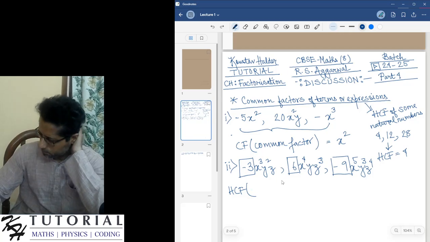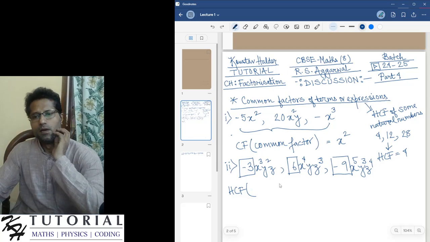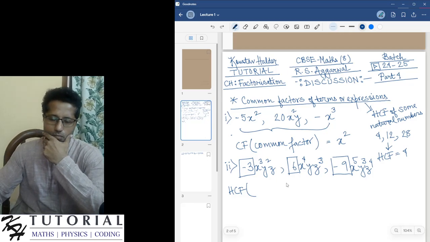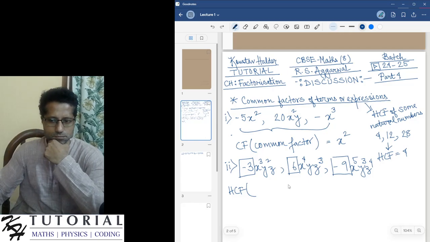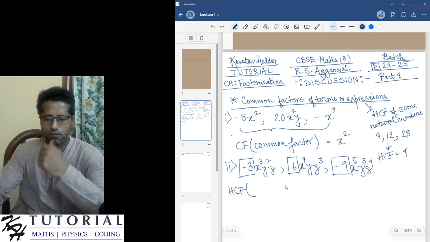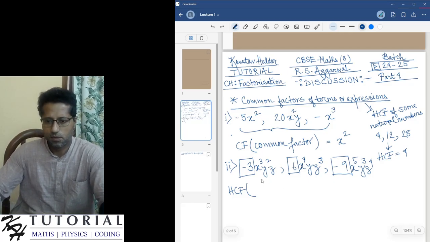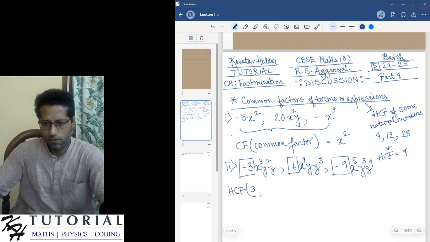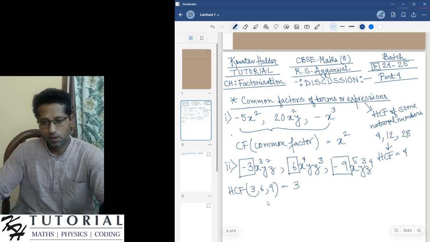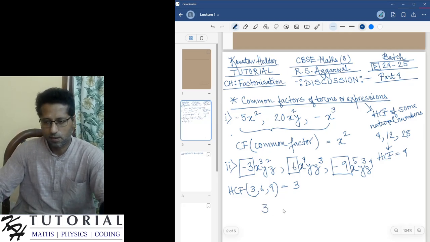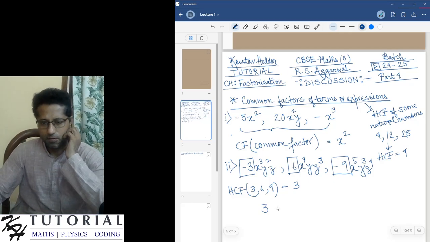While finding the numerical coefficient of the common factor, you must ignore the sign of the numerical coefficients of the terms. So let's say, what is the HCF of 3, 6, and 9? This is 3. So the coefficient, the numerical coefficient, it means the same, of the common factor will be 3. Now let's see what will be the variables.